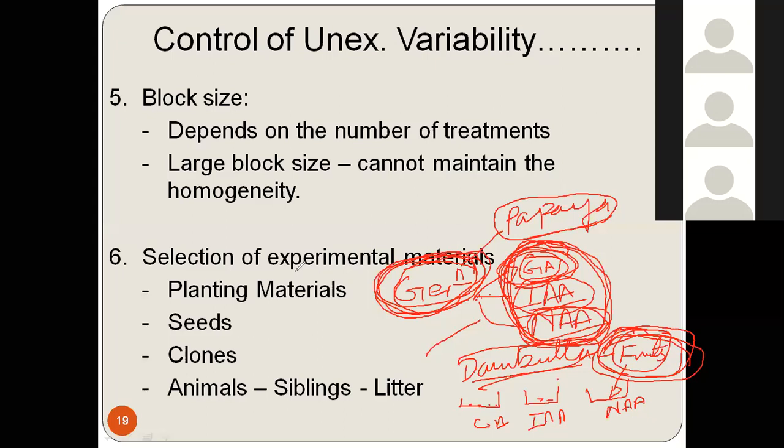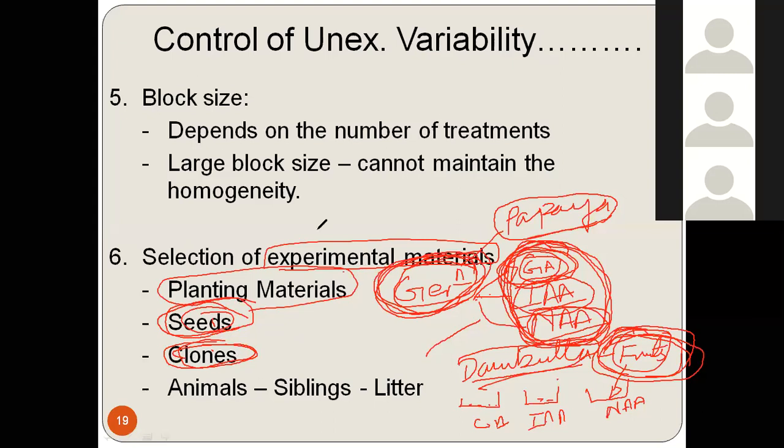So that is why we want to keep an eye on the experimental material, the planting material, for example seeds or clones. When you compare seeds and clones, which one has less variability? Clones. Why? Seeds can be cross-pollinated, so variability is very high. So you have to be careful about what sort of planting material or experimental material we obtain.